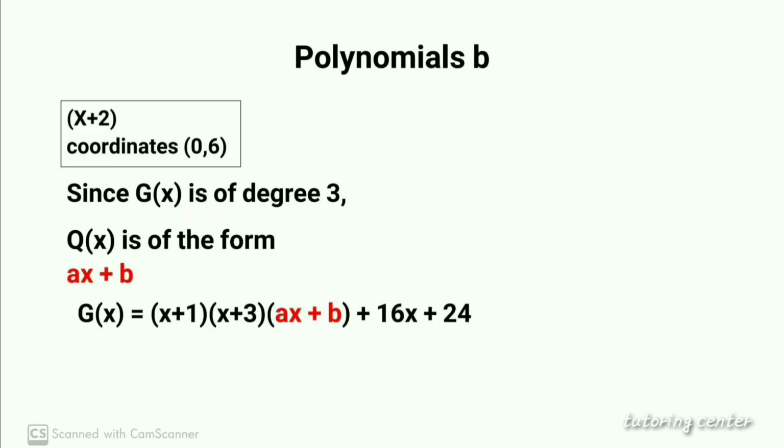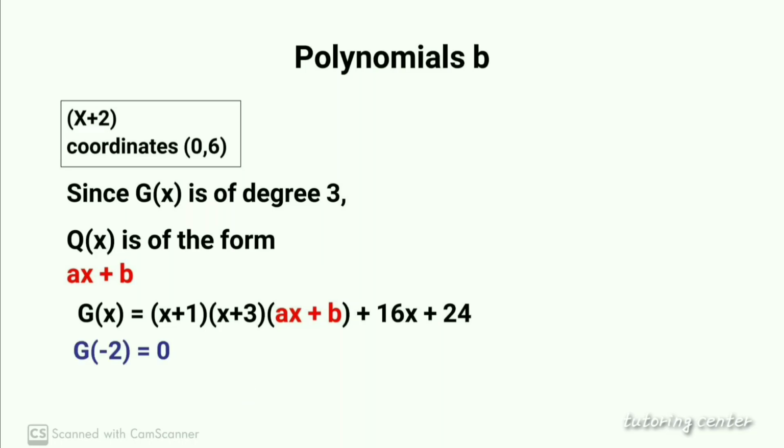Since q of x is of the form ax plus b, we can now substitute q of x with the form ax plus b, knowing that when we multiply x and x here, it gives us x cubed, which is the highest power of the polynomial, and it gives us degree 3, which satisfies the conditions that were previously stated in the question.